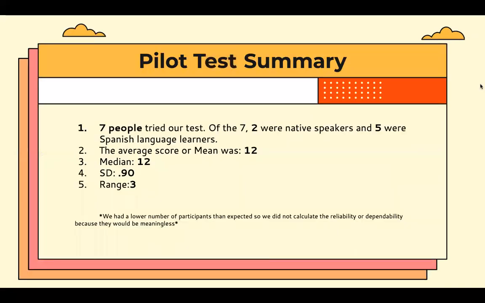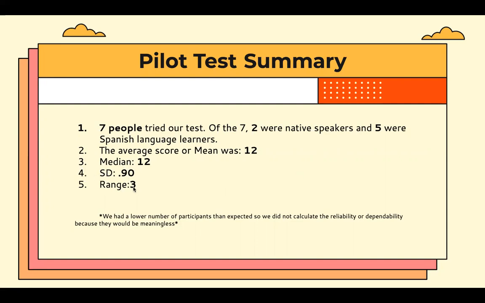All right, thanks, Stephanie. So I'm going to go on and talk about our pilot test summary here. Unfortunately, we were only able to get a small amount of people to take our test. We had 7 people try out our test, and of the 7, 2 of them were native speakers, and 5 of them, to our knowledge, were regular Spanish language learners. The average score, or the mean, was 12. The median was 12. Our standard deviation was 9. And our range was 3.